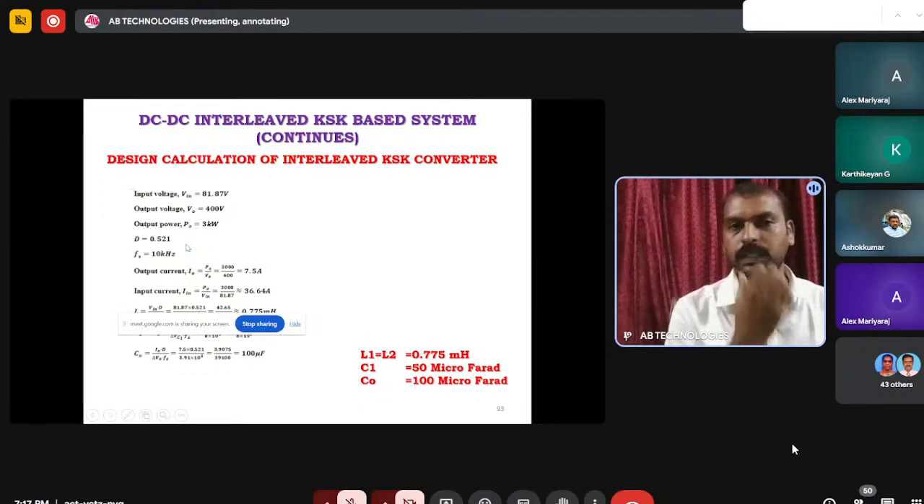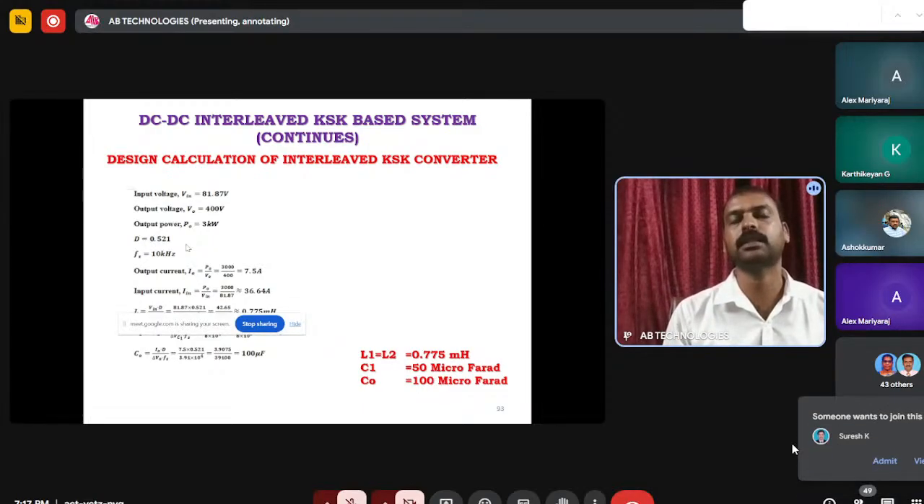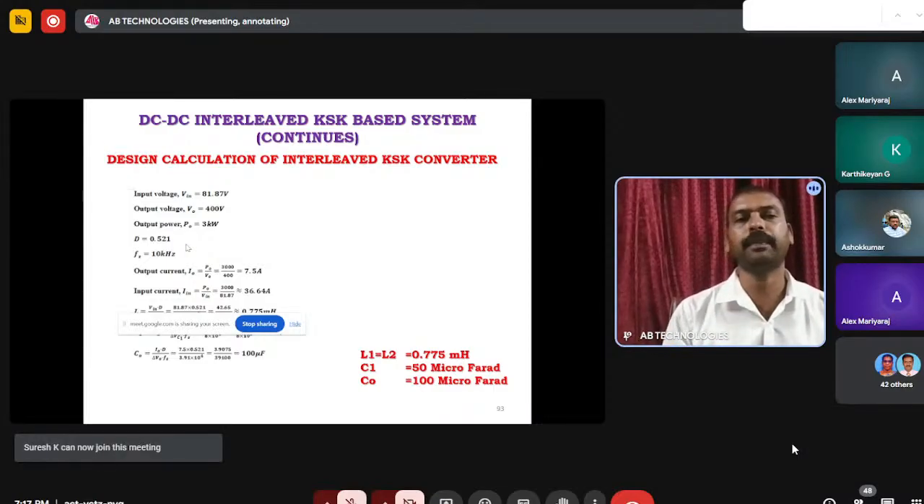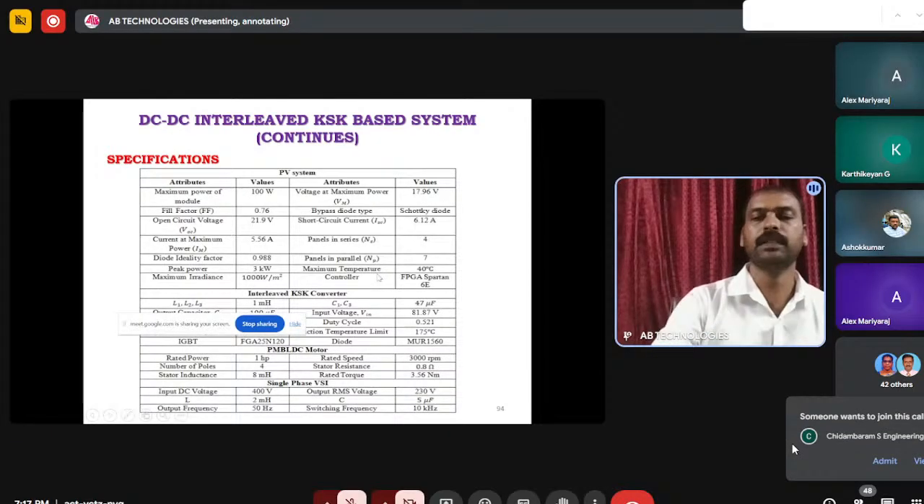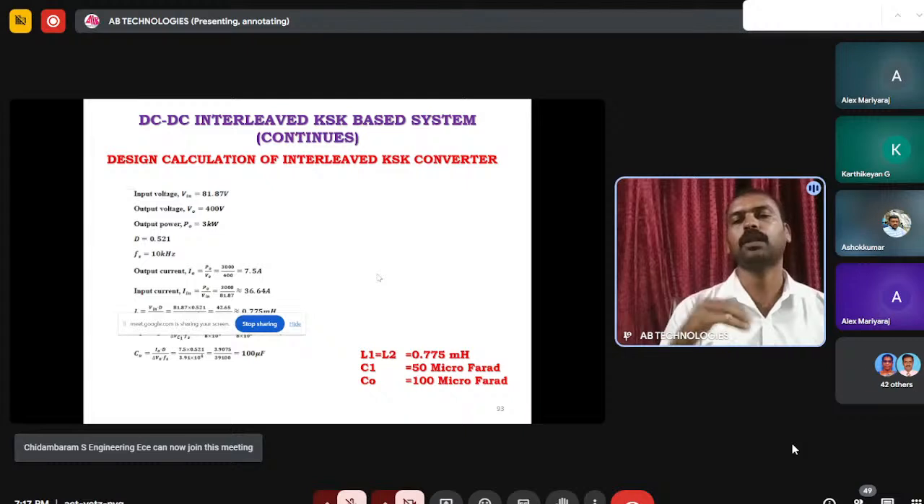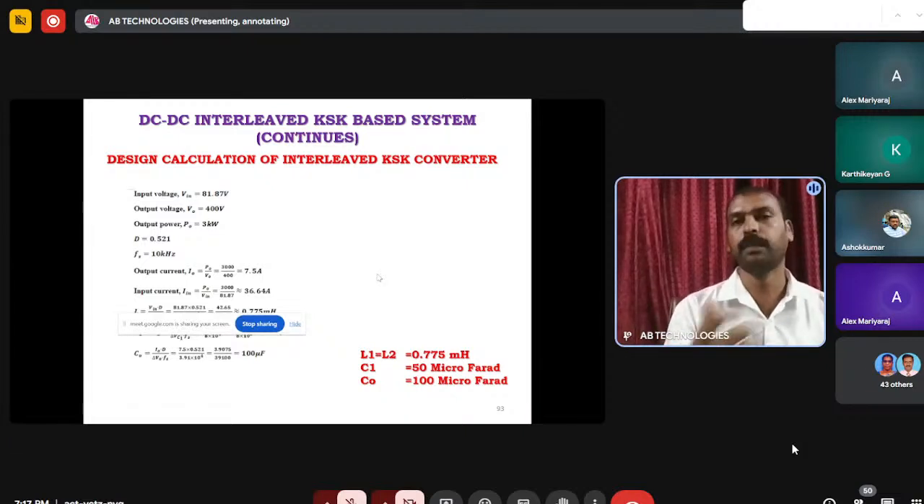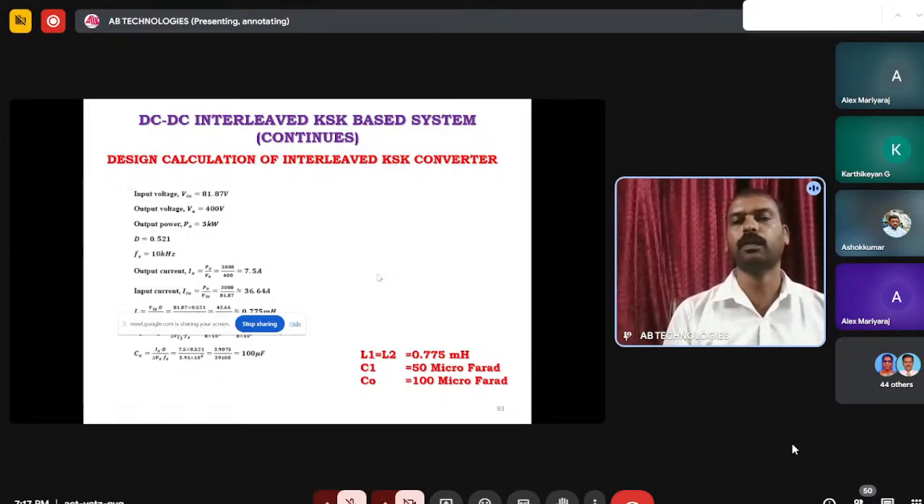In this work, the switching device I used is the IGBT. The maximum switching frequency of the IGBT is 20 kHz. For the safer side, I maintained 10 kHz. Then the calculation of L1, L2: for the SEPIC converter and the Luo converter, more than 10 millihenry will come. But in this proposed KSK converter, just 0.775 millihenry is enough to boost to the particular output voltage.